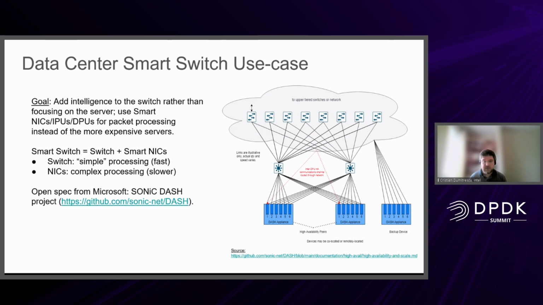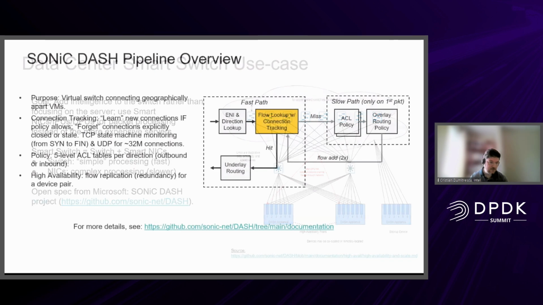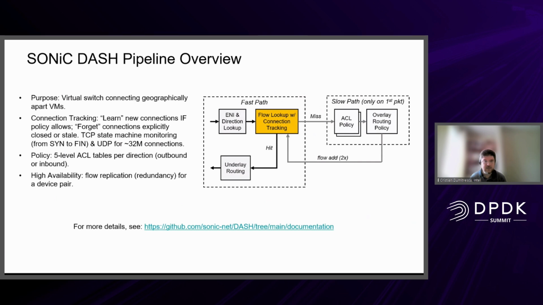So essentially, the data plane processing, instead of going to the servers, is not going to the switch either, but it's going to the smart NICs that are part of the switch, and logically everything is part of the switch. So taking a look at the data plane pipeline of this project that we call SONiC DASH, which is a more specific instantiation of the smart switch use case.